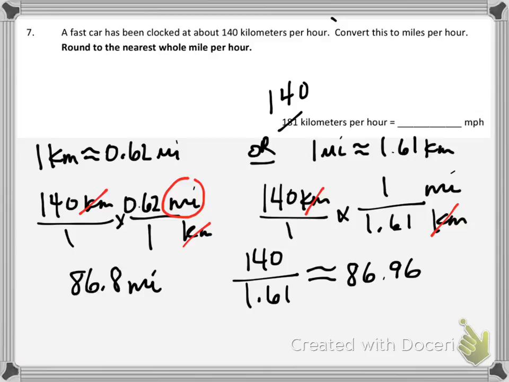These numbers are different. Remember, these conversions are estimates. They're not exact. In this instance, it really doesn't matter because we are converting into whole numbers. So we're going to round this up to 87 miles per hour. Told you it wasn't very fast.